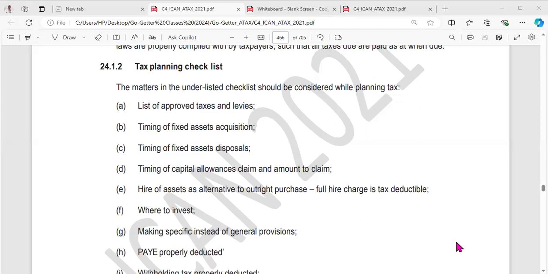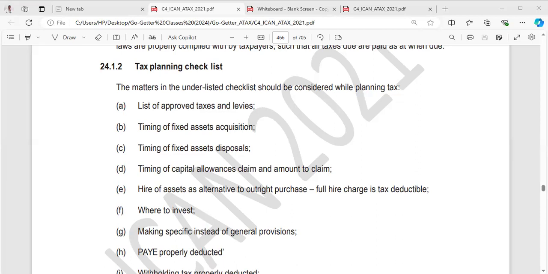Timing of fixed asset disposal goes together with asset acquisition, because as you are disposing, you know that you are also going to lose some capital allowances. How much capital allowance will you want to not claim after you've lost the right of the assets? So will you want to sell your assets too soon into the financial year, or will you want to sell it much later, closer to the end of the financial year?